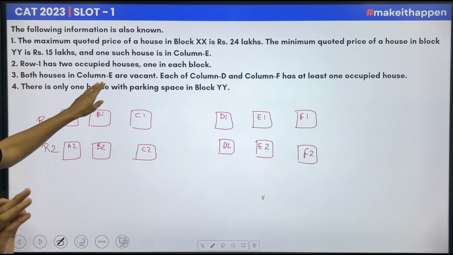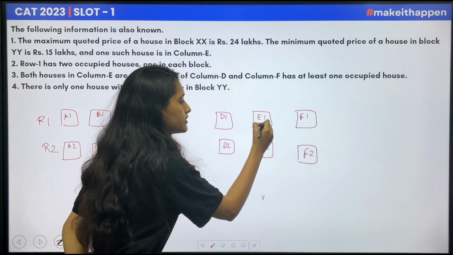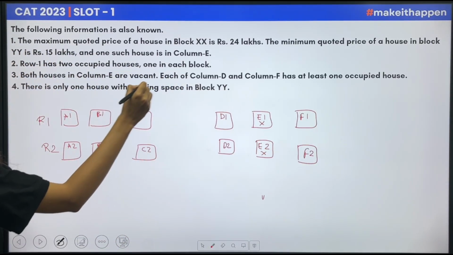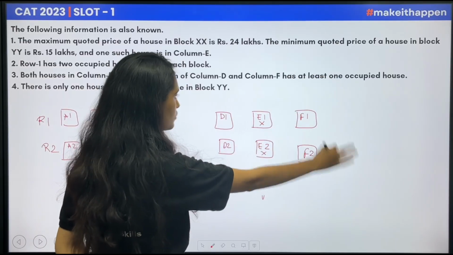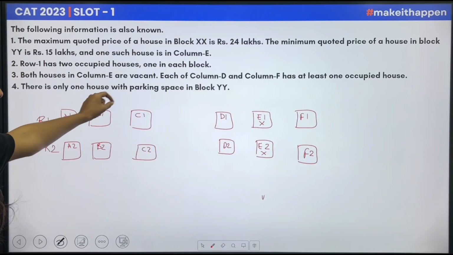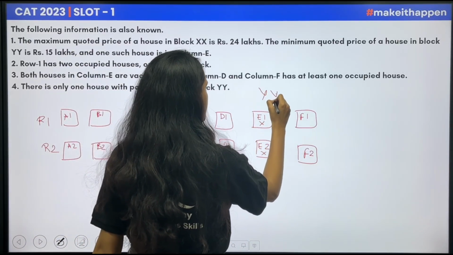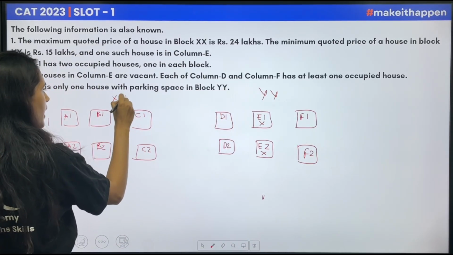Both houses in column E are vacant. So this is vacant and this is also vacant. Each of column D and column F has at least one house occupied. There is only one house with parking space in block YY. So here there would be only one house with parking space. This is YY and this is XX.